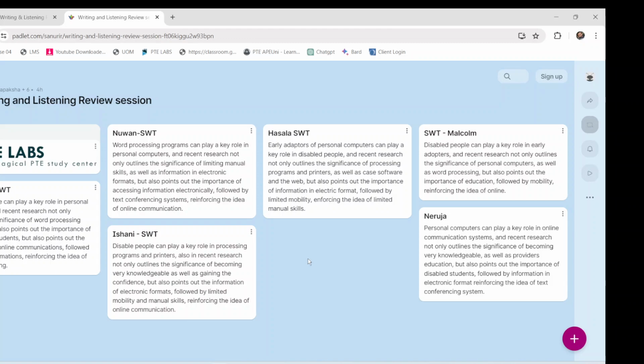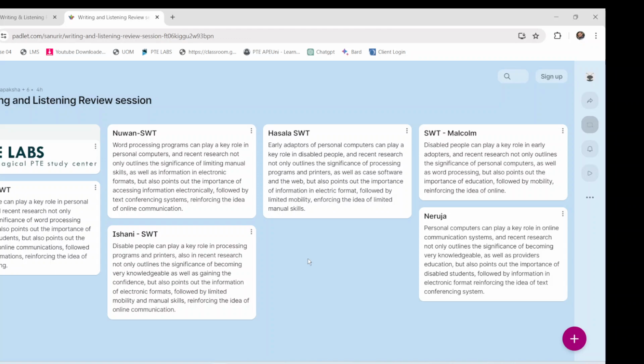I think I just have to change it because of the printers. So yeah, that's all right. Okay, I got the mistake. All right. So there's a mistake. Make sure you type the structure as it is without changing it. Okay. And recent research not only outlines significance of becoming very knowledgeable, correct? Knowledgeable, comma, as well as gaining the confidence. There should be a comma here.